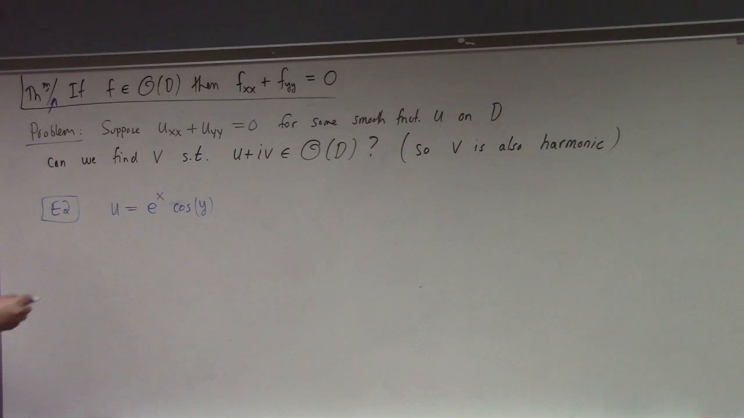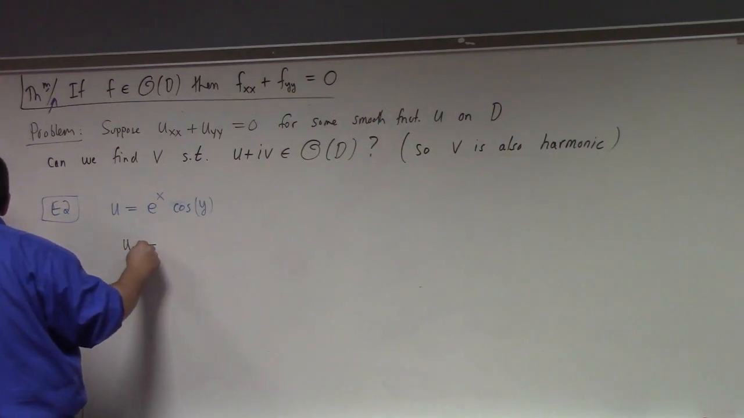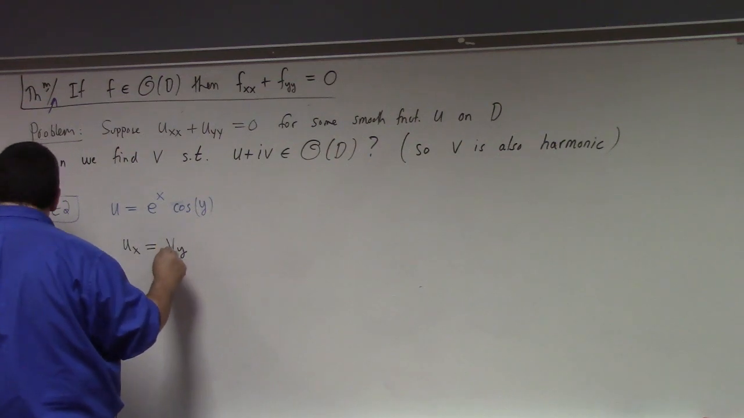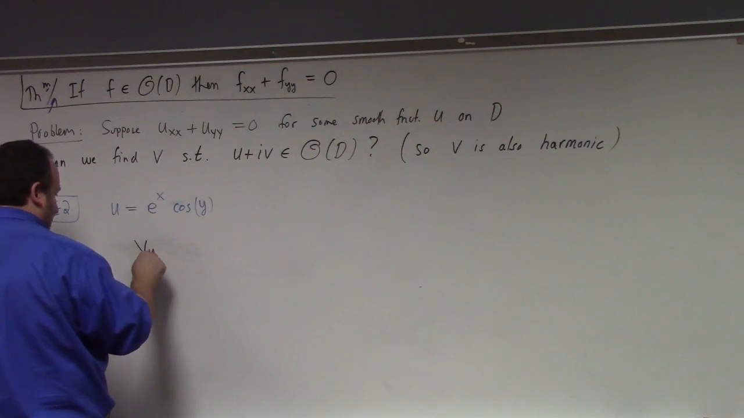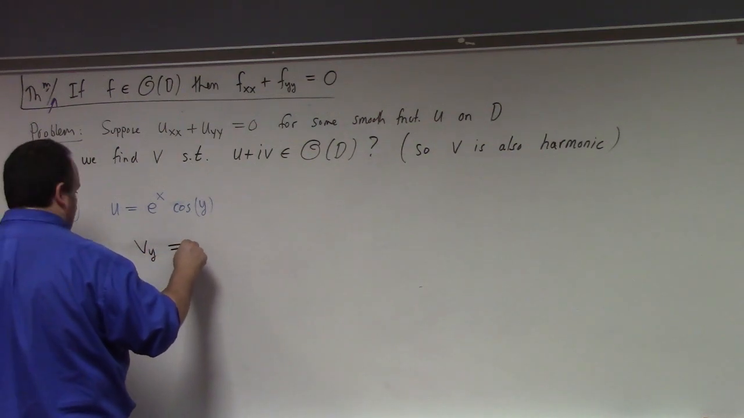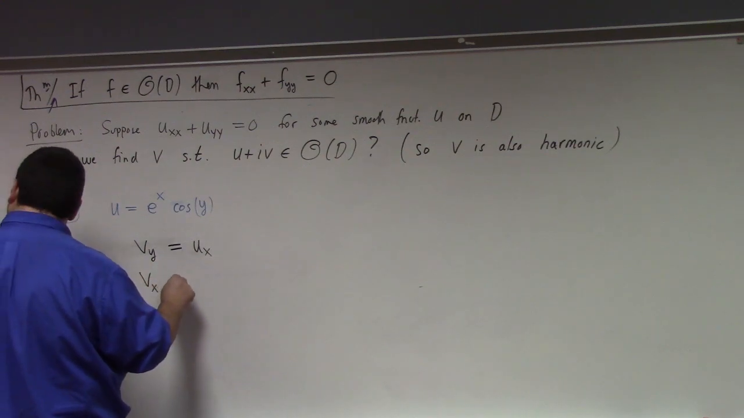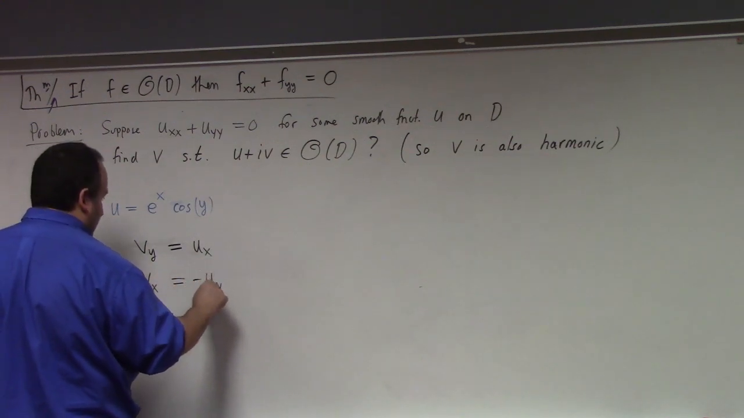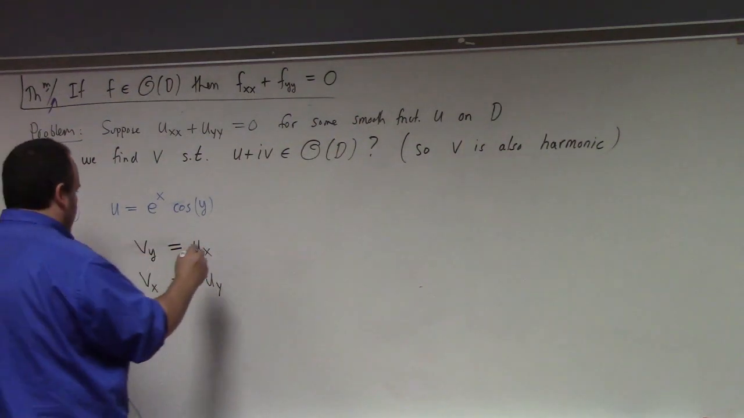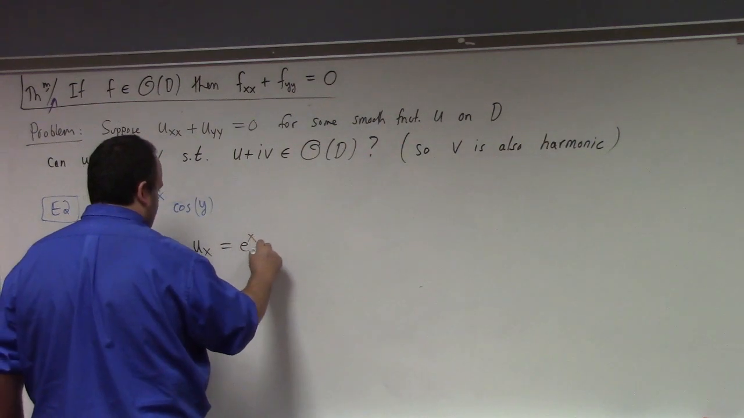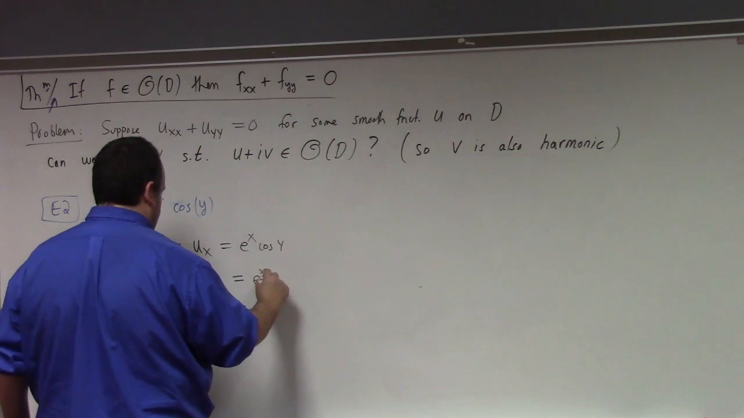We need to solve ux equal to vy, or let me write it the other way: vy equal to ux. And we need to solve vx equals minus uy. Now u is given here, so we can calculate these derivatives. So ux is e to the x cosine y, and minus uy is e to the x sine y.